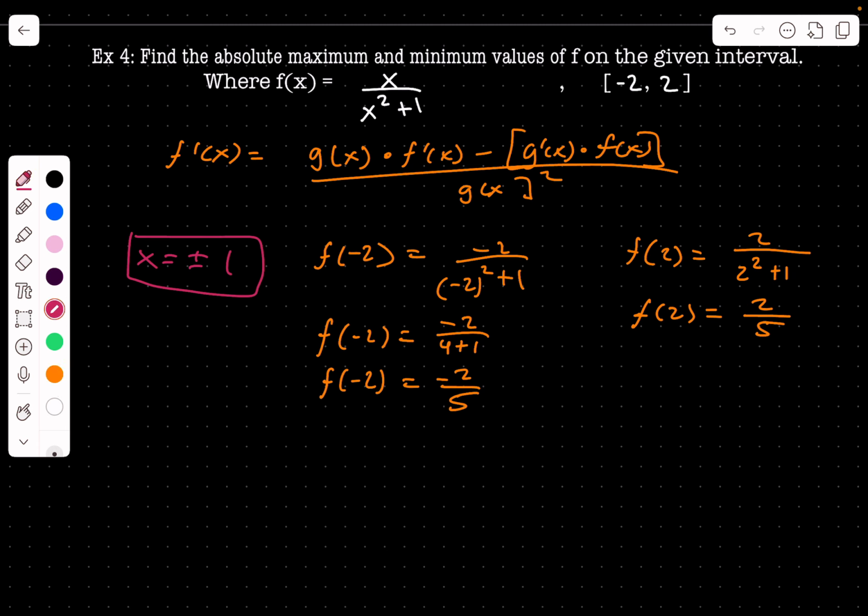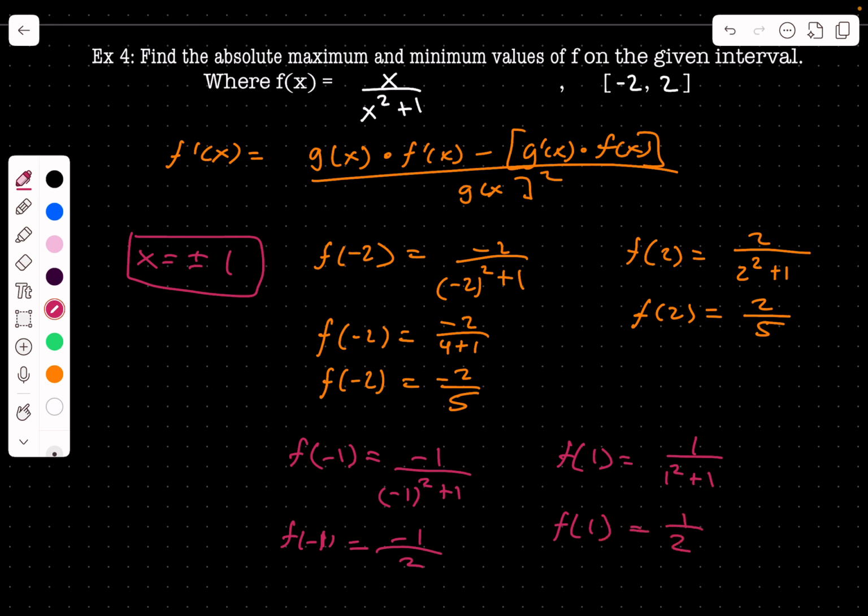And now let's plug in our critical points. So f of negative 1 equals negative 1 over negative 1 squared plus 1. This is going to give us negative 1 over 2, because negative 1 to the second power is going to give you a positive 1. 1 plus 1 is 2, right? Now let's do our positive 1 equals 1 over 1 squared plus 1. And now we're going to get 1 over 2, but a positive 1, right?